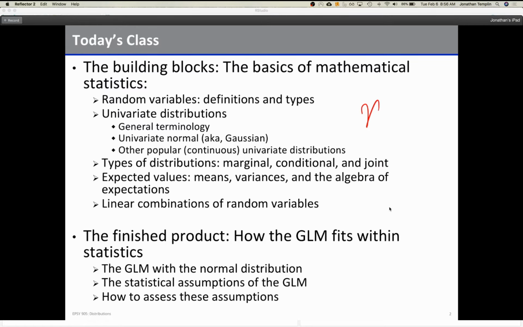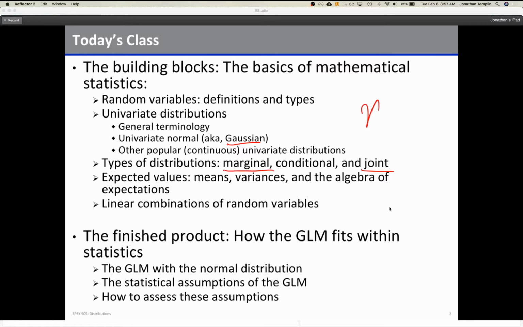We will cover a few of the univariate distributions to get a feel for what these are, talk about the general terminology of where these fall into, and describe the univariate normal or Gaussian distribution, and a couple other continuous univariate distributions, so we sort of get a feel for the different distributions that are out there. We'll also cover the types of distributions that we often encounter in statistics, including marginal, conditional, and joint distributions. Joint distributions being multivariate, which gets us prepared for the multivariate section of the course.